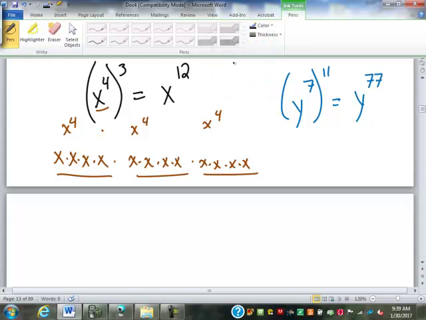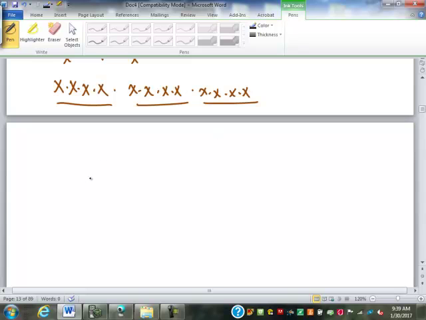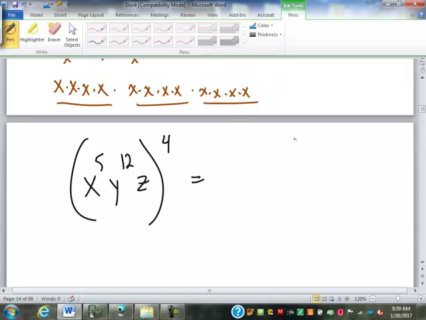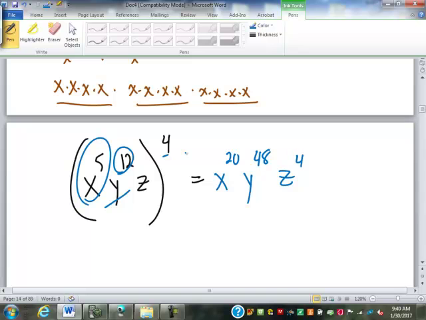Again, I can have more than one variable in there. I can have x to the 5th, y to the 12th, z to the power of 4. What's this going to give us? 4 times each one. So x to the 20th, 5 times 4 is 20. Y to the 48. Very good. 12 times 4 is 48. And z to the 4th. Again, think of this as z to the 1. 1 times 4 is 4.